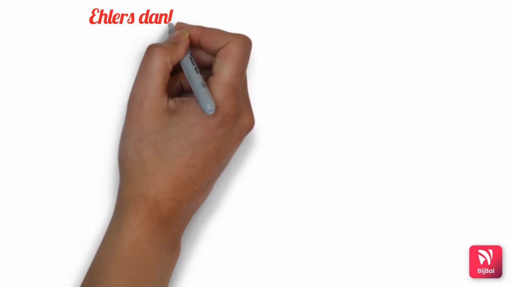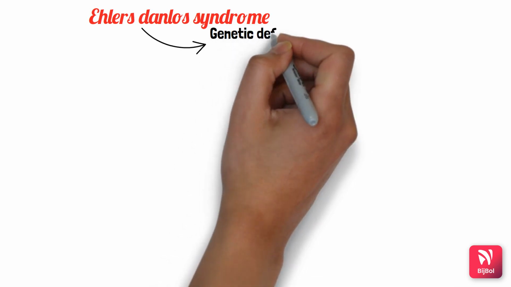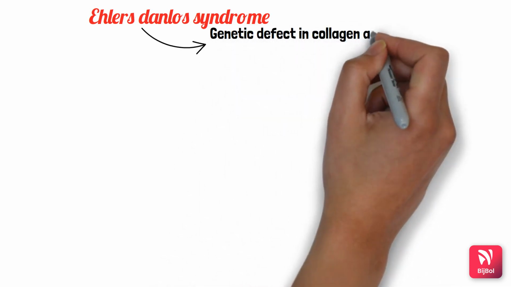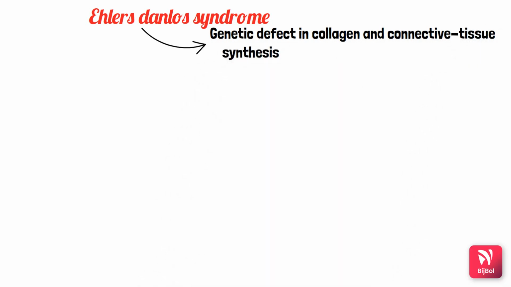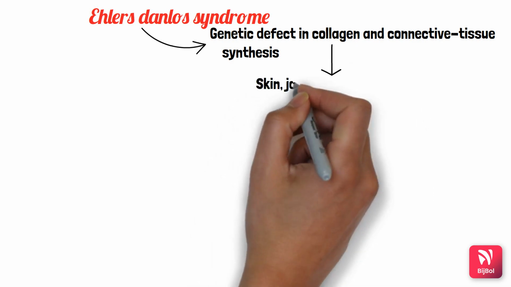Now the next disease is Ehlers-Danlos syndrome. Basically it's a hereditary disease wherein the genetic defect lies in collagen as well as connective tissue synthesis. Collagen is present mainly in skin, joints and blood vessels, right? So these things will be defective in Ehlers-Danlos syndrome: skin, joints and blood vessels.